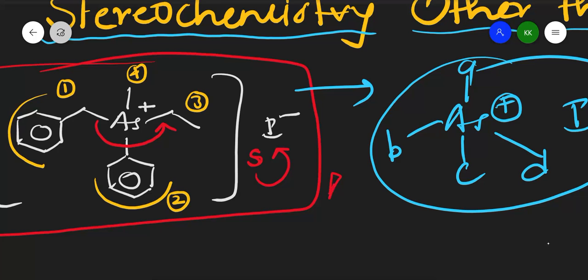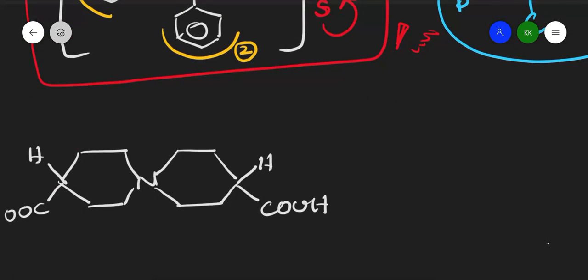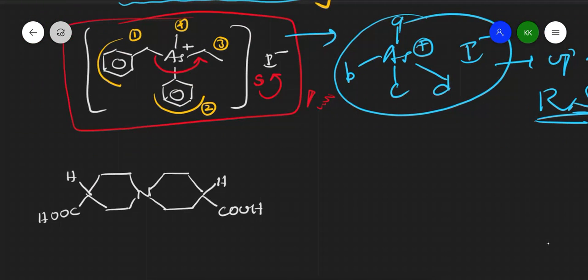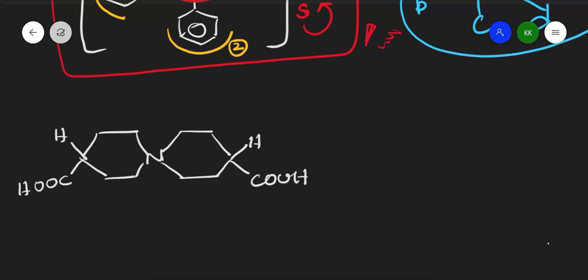So don't say above, below, those things. They will generally not ask you R and S for these compounds; they will just ask whether it is optically active or not, and you just have to tell that it is optically active. If they ask, you simply do this thing. So this is the second compound.